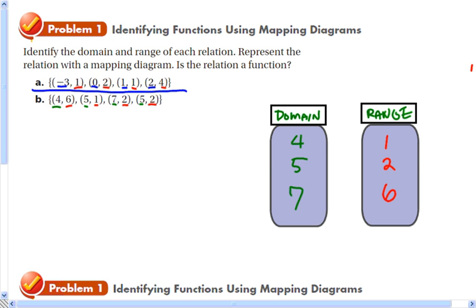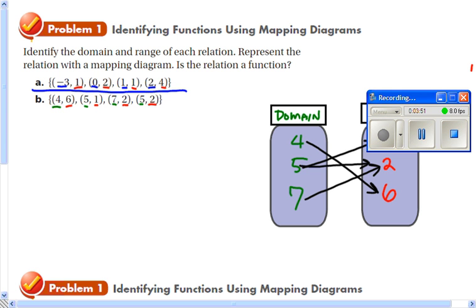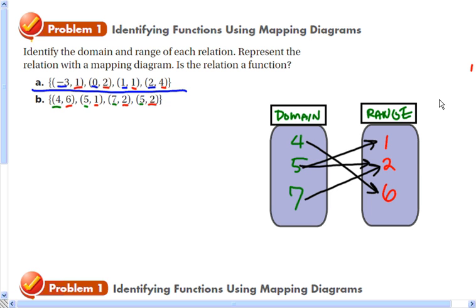And now if I map those, 4 goes with 6, 5 goes with 1, 7 goes with 2, and 5 goes with 2. And if you look closely here, you will notice that from the value 5, there are 2 arrows. So 5 maps to 2 different outputs. There are 2 outputs for 1 input. This is not a function.